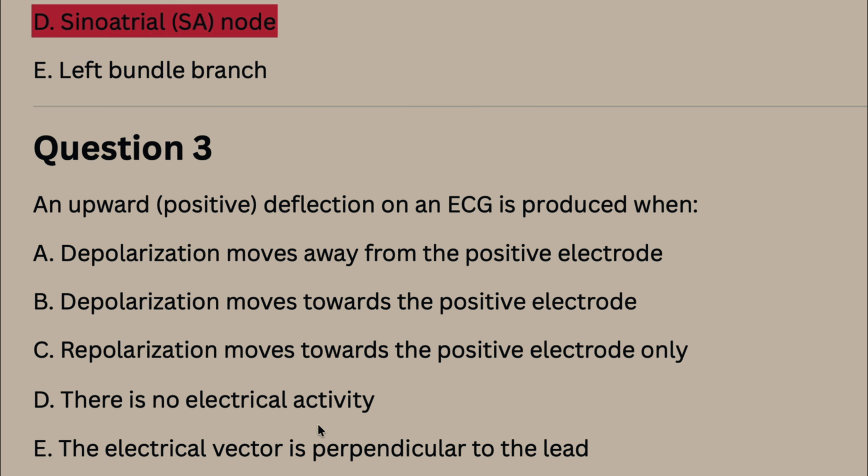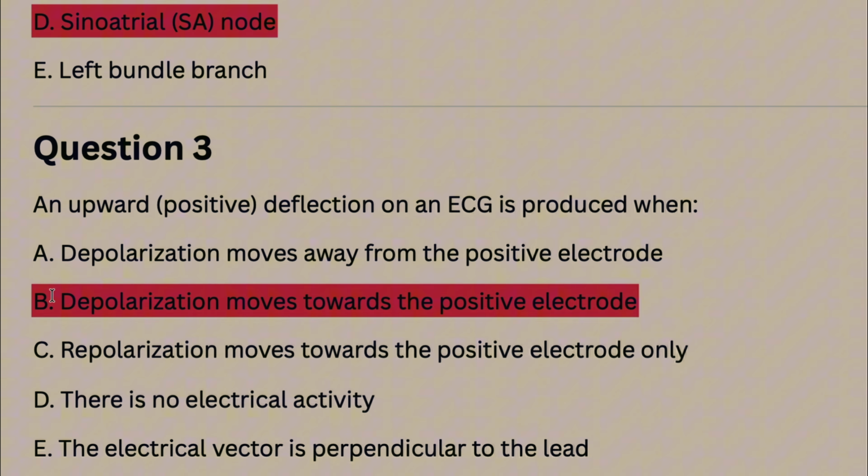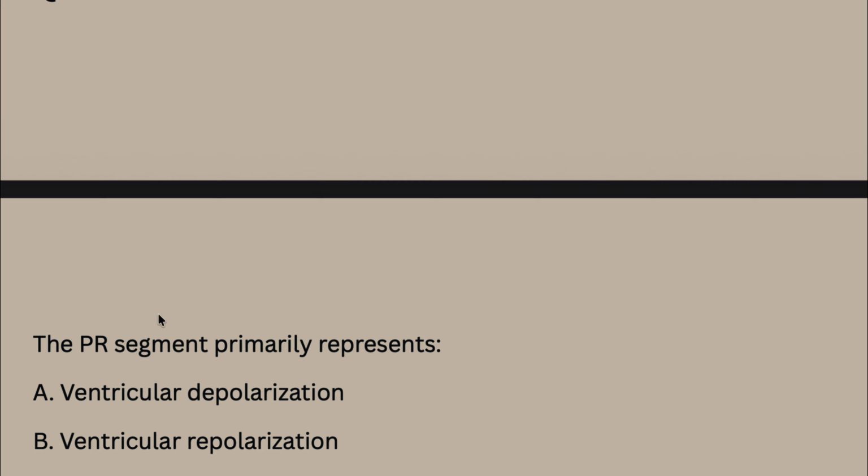Now here's a high yield exam tip. Towards positive electrode equals positive deflection. Away from positive electrode, negative deflection, and this principle explains almost every ECG waveform. Now the correct answer we said was, what did we say? Let's look at it again. I think B. We said it was B. So let's highlight B.